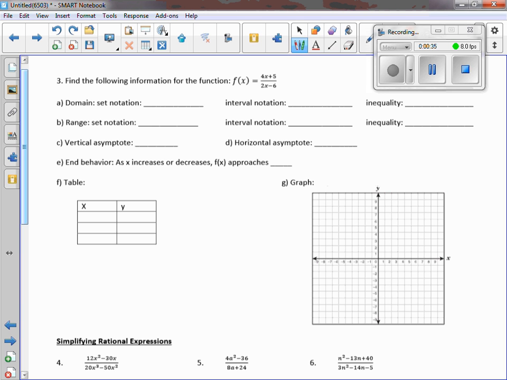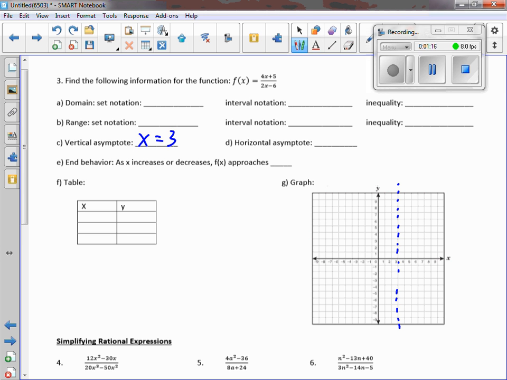Vertical asymptote is still, just like before, we take our denominator and we set it equal to 0. So if we did 2x minus 6 equals 0, plus 6 plus 6, 2x equals 6, divided by 6, divided by 6, x equals 3. That tells me my vertical asymptote is x equals 3. Vertical asymptote, if there's an x on the bottom, set the bottom equal to 0. That'll get you your vertical asymptote every time. That means our vertical asymptote is that piece right there.